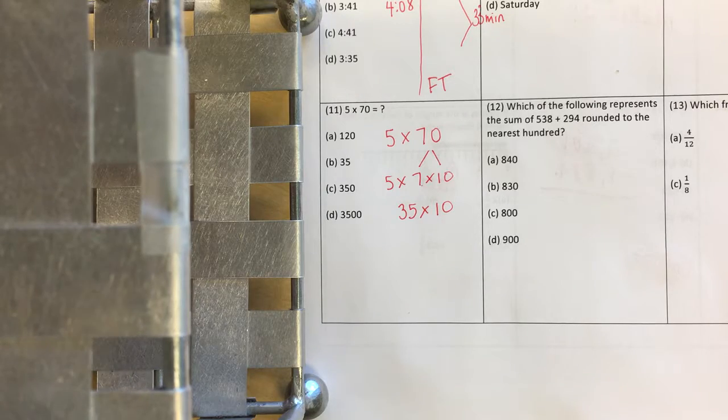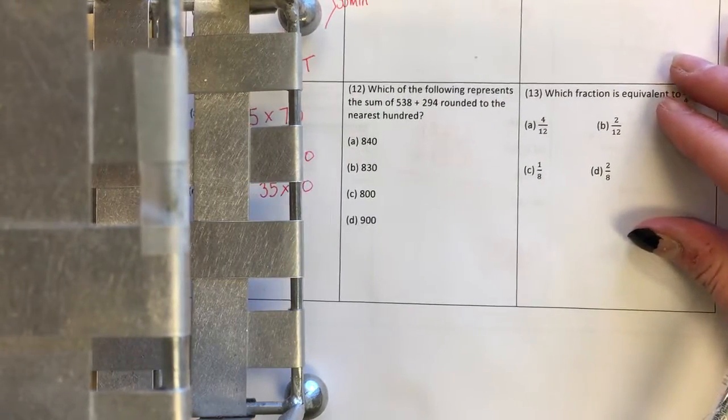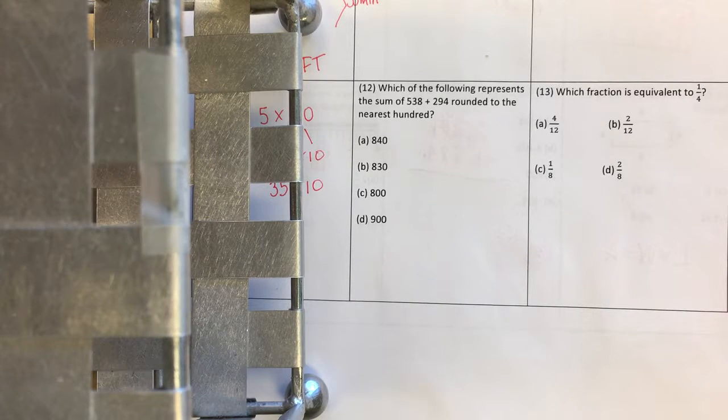Number 12, which of the following represents the sum of 538 plus 294 rounded to the nearest hundred?